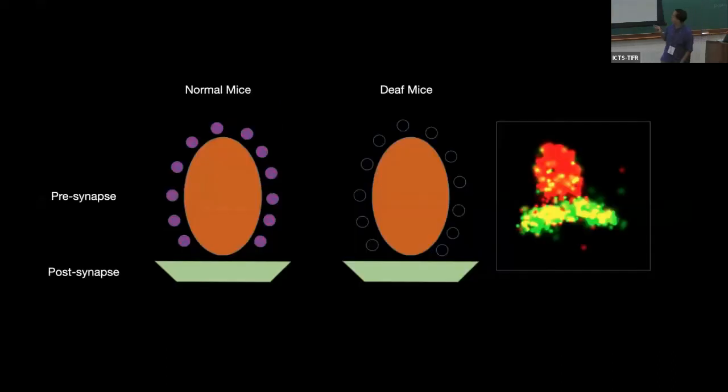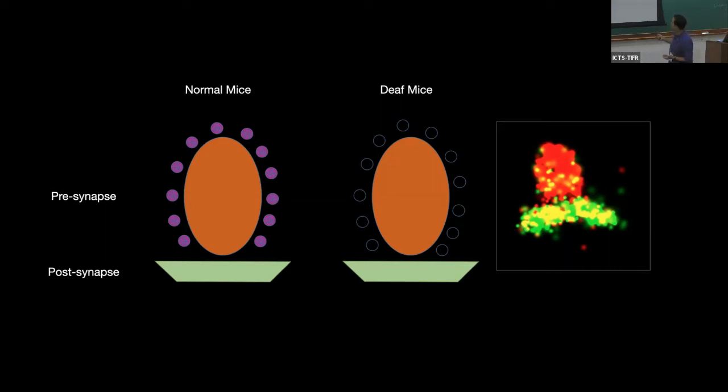So I'm going to show you these two cases, where these are derived from ribbon synapses. One of them is coming from a normal mouse, and the other is what we are seeking to do here, which is to compare with mice which are born congenitally deaf. And these mice have all the structures of the ribbon synapse intact.